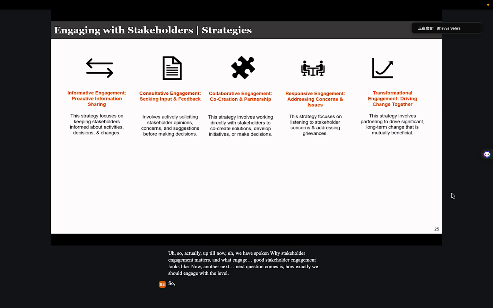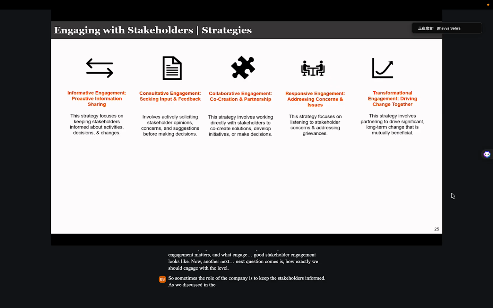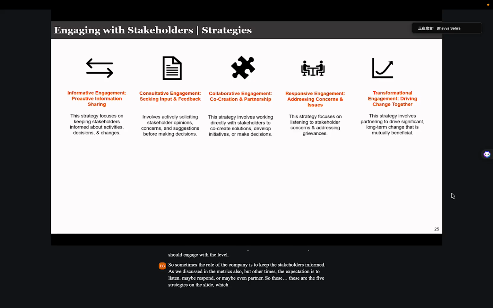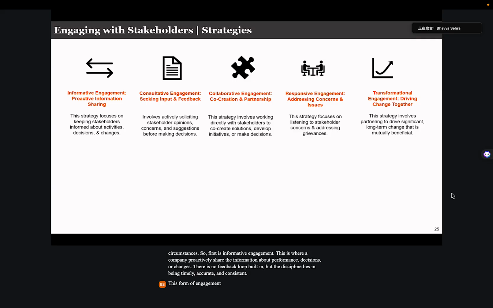Sometimes the role of the company is to keep the stakeholders informed, as we discussed in the matrix also, but other times the expectation is to listen, respond, or even partner. These are the five strategies on the slide, which represent how to engage with the stakeholders in different circumstances. First is informative engagement. This is where the company proactively shares information about performance, decisions, or changes. There is no feedback loop built in, but the discipline lies in being timely, accurate, and consistent. This form of engagement often shapes how predictable and trustworthy an organization appears.